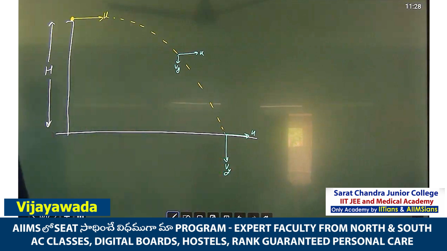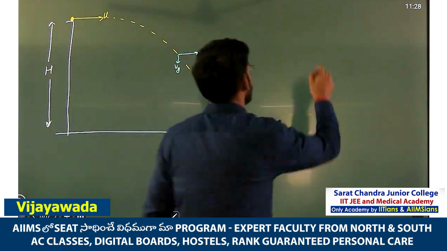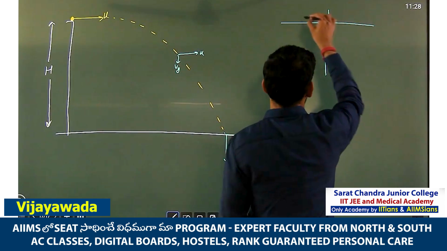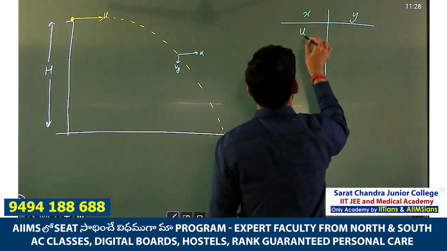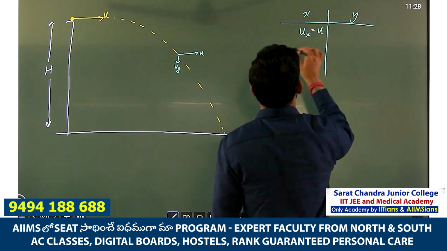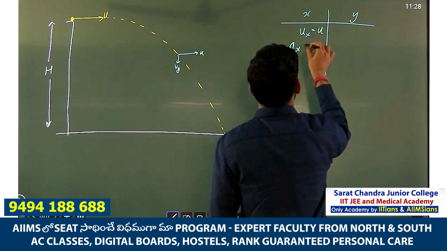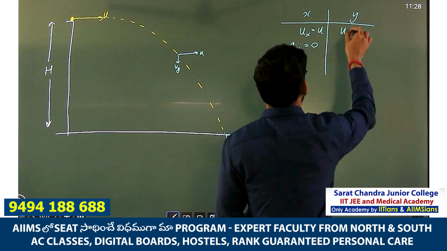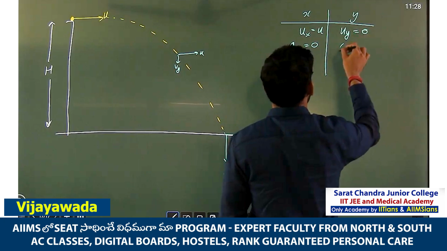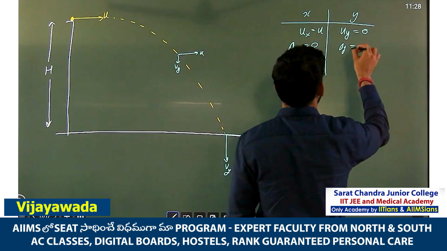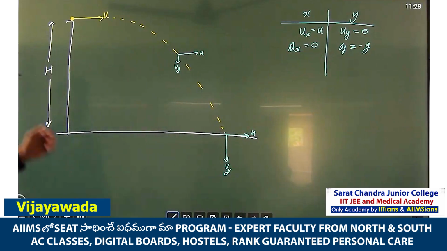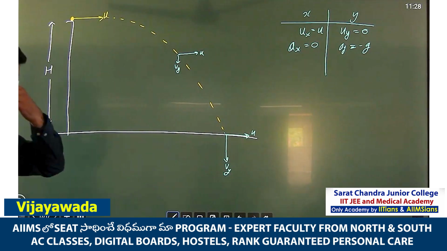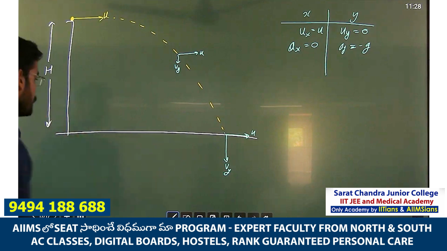Getting the point? So this projectile, I am solving in 2 dimensions, in x direction and in y direction. X direction velocity u, right? Ux is what? U. Ax is what? 0. And uy is what? 0. And ay is what? Minus g. Okay, got it? Then first thing is what? Time of flight. So time of flight, how will I solve?